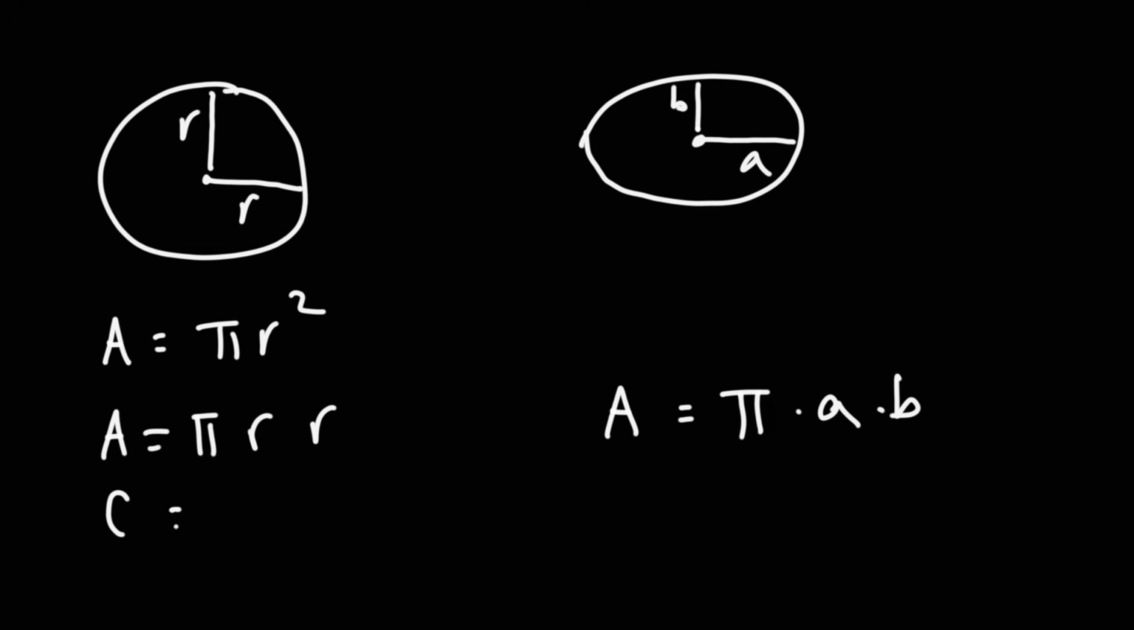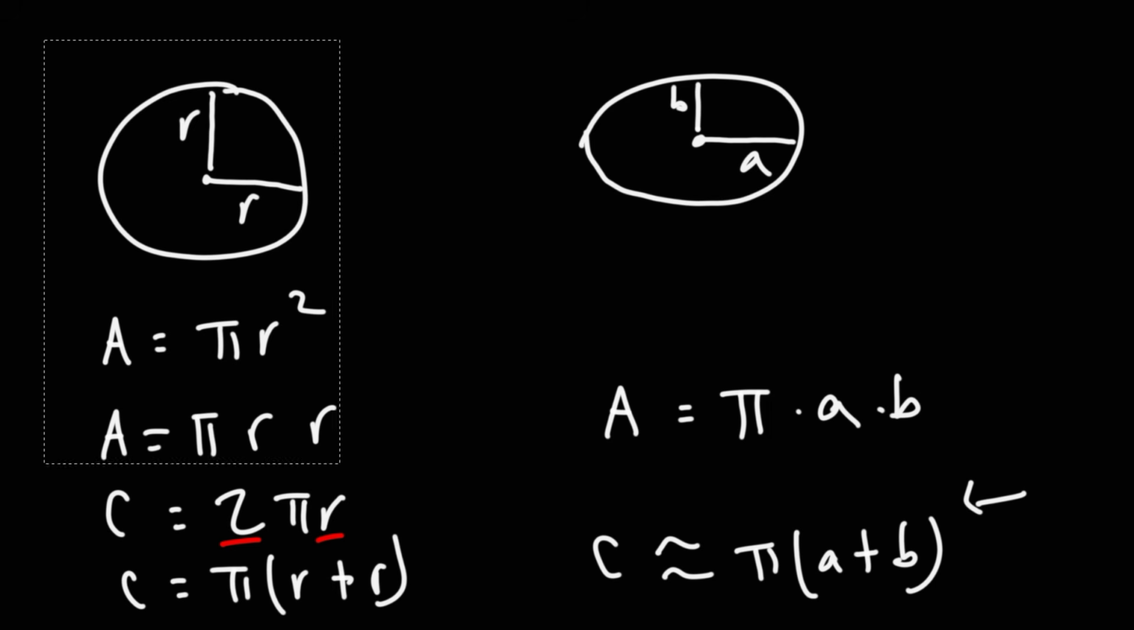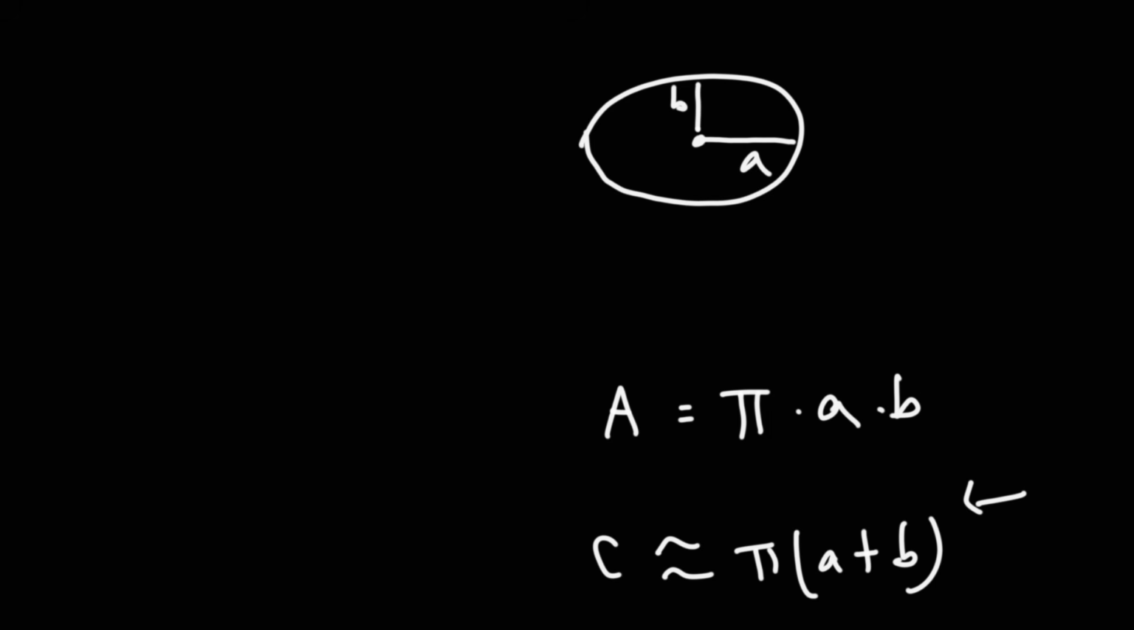The circumference of a circle is basically 2 pi r. You could think of it as pi times r plus r. R plus r will give you 2r. You can approximate the circumference using this formula for an ellipse: pi times a plus b. Very similar to r plus r, but a plus b. This is actually the least accurate of the circumference equations for an ellipse, but it's still pretty close. You may get like 98 or 97% of the true answer. Now there's some other formulas where you can get a more accurate answer for calculating the circumference.